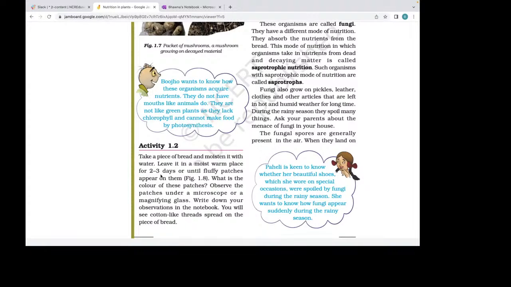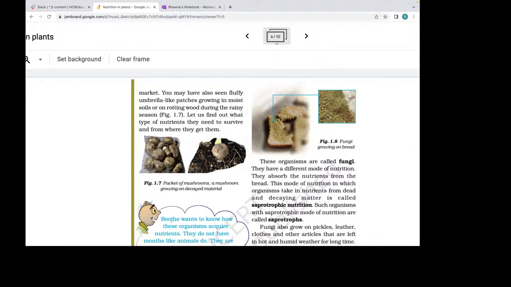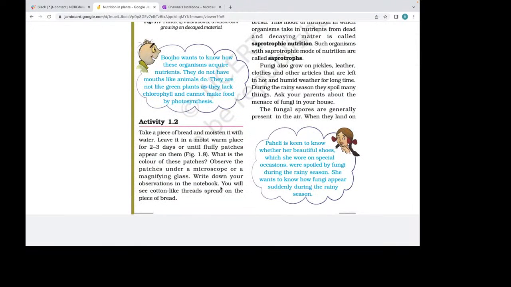Placed for 2 to 3 days or until fluffy patches appear on them. So अगर आप इसको 2-3 दिन रखेंगे तो आपको क्या दिखेगा? आपको उस पर कुछ फ्लफ़ी पैचेस दिखेंगे, white, green, some kind of that color. You can see these patches. What is the color of these patches? You can find them white, green, somewhere in between. You can also see it here in this picture. So what are these fluffy patches?